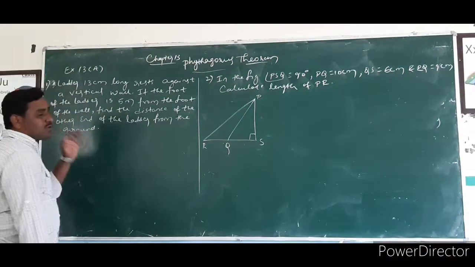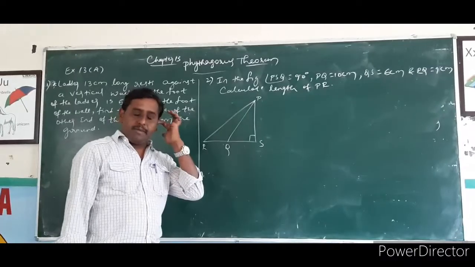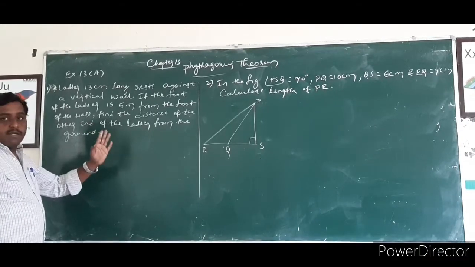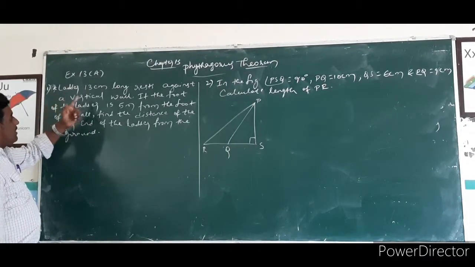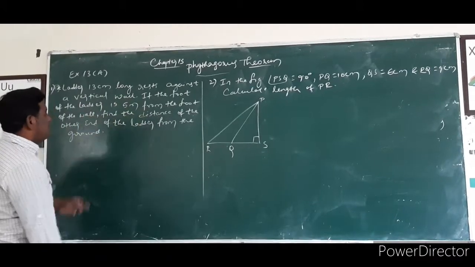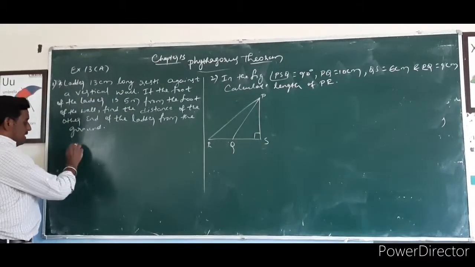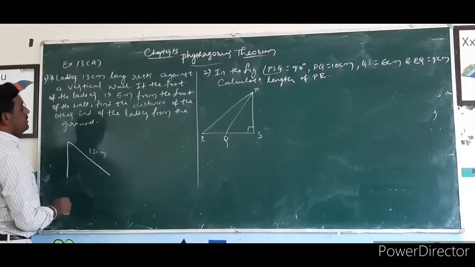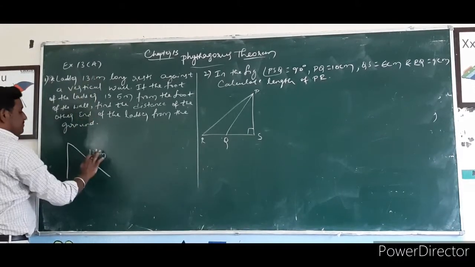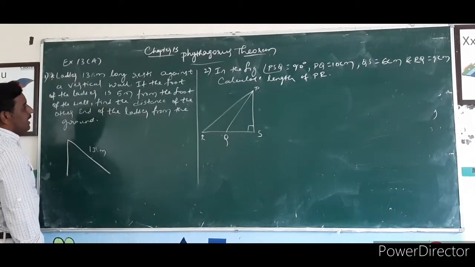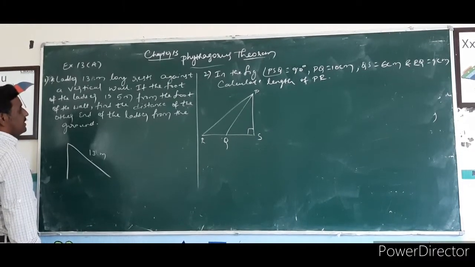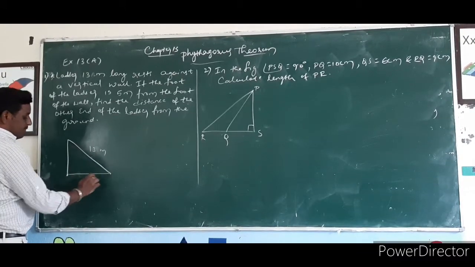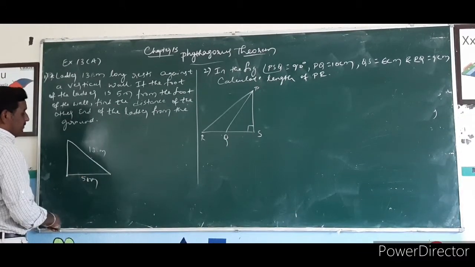Next we will move to the problems part. After learning the meaning of the Pythagoras theorem and its converse, we are moving to the problems. Here the first problem is: a ladder 13 meters long rests against a vertical wall. Here the vertical wall is there, and the ladder is there. The length of the ladder is 13 meters, and the foot of the ladder is 5 meters from the foot of the wall.